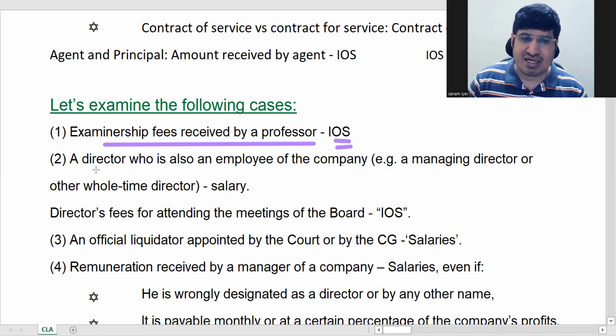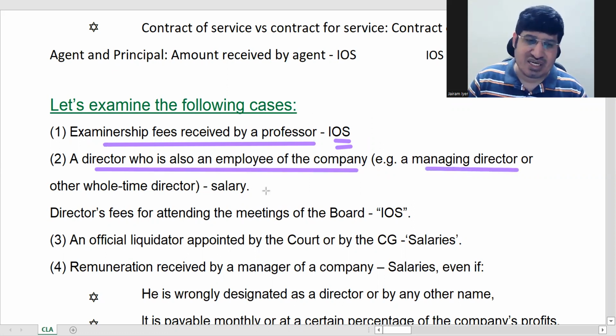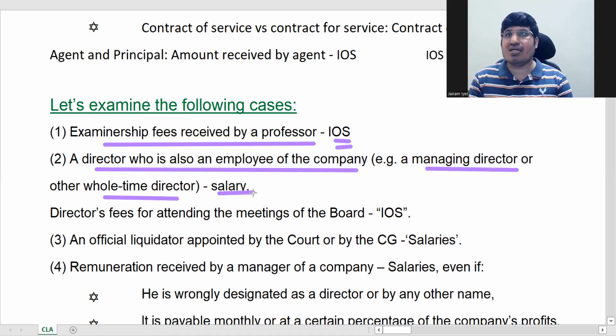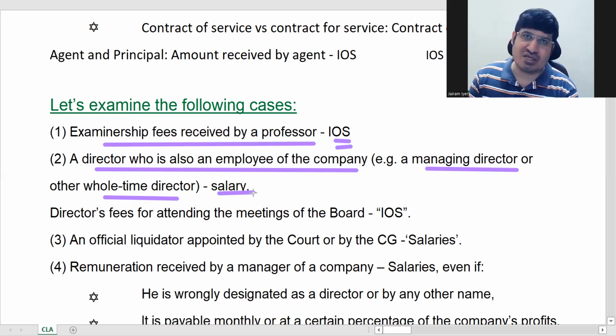Then among directors, you've got two types of directors. One, a director who is an employee of the company. These are all full-time or whole-time directors. Managing director, whole-time directors, they are employees of the company and their salary is salary. Then there are some independent directors or other kinds of directors who are not employees of the company. Whatever remuneration they get will not be taxable as salary. Either it will go into PGBP or other sources based on the case.